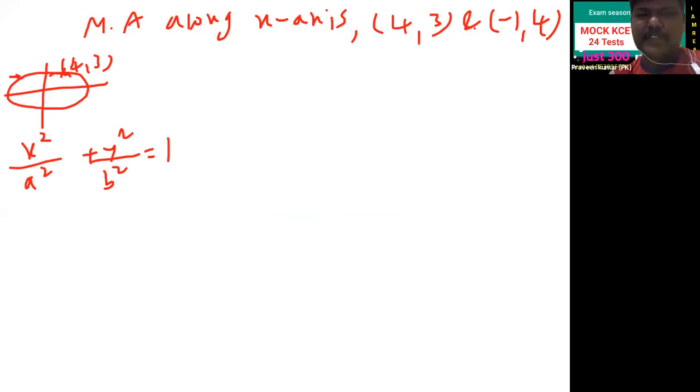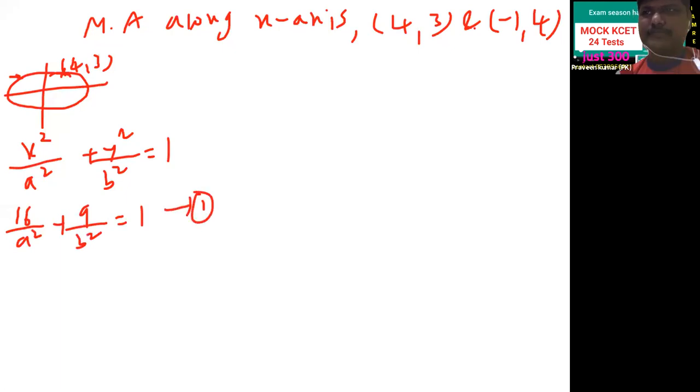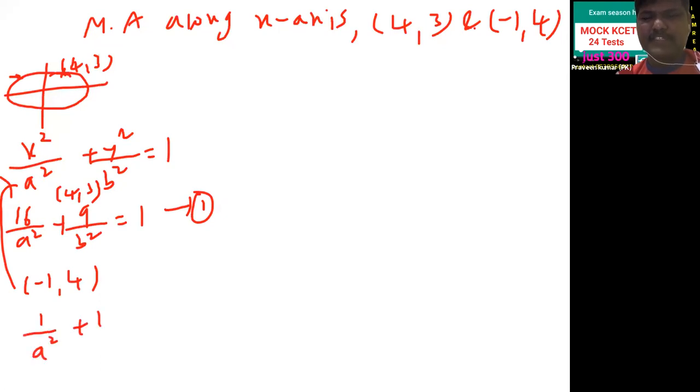First substitute 4 comma 3. Then what you will get in place of x, 4? 16 by A square plus 9 by B square equal to 1. This is equation 1. Next substitute minus 1 comma 4. What you will get? 1 by A square plus 16 by B square equal to 1. This is equation 2.